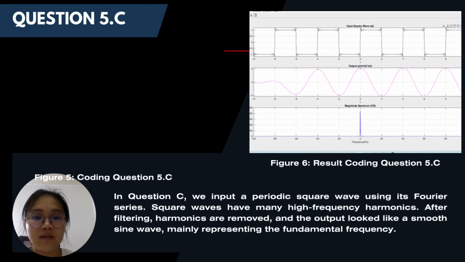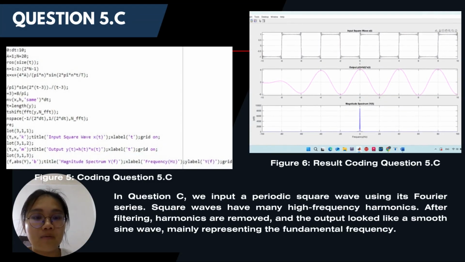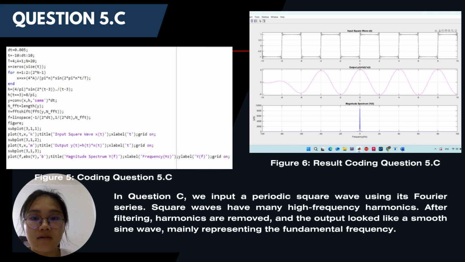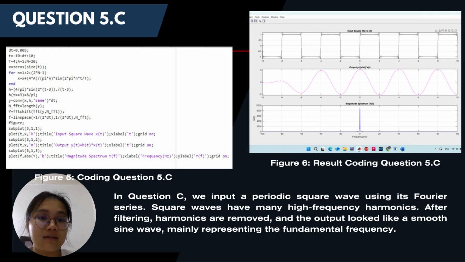In question C, we approximate a square wave using Fourier series. Square waves have many high-frequency harmonics. After filtering, the harmonics are removed, and the output looks like a smooth sine wave, mainly representing the fundamental frequency.